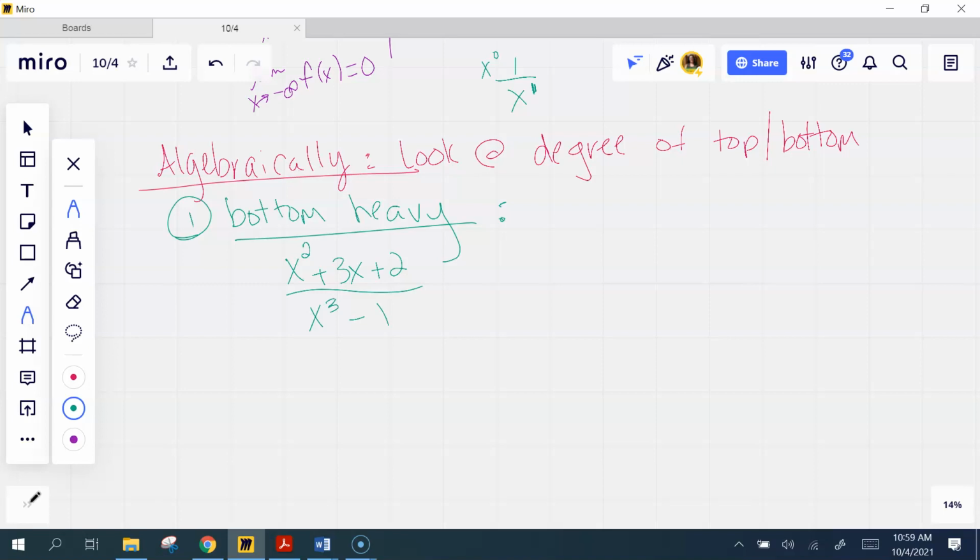If that occurs and you are bottom heavy, now if you're in factored form, you're going to have to FOIL it out maybe to see, depending on how many, but you know how to look to add them together to find the degree, right? We've done that a lot. If it's bottom heavy, then the horizontal asymptote is 0 every single time.